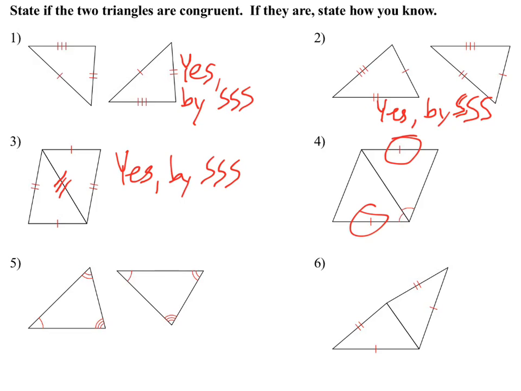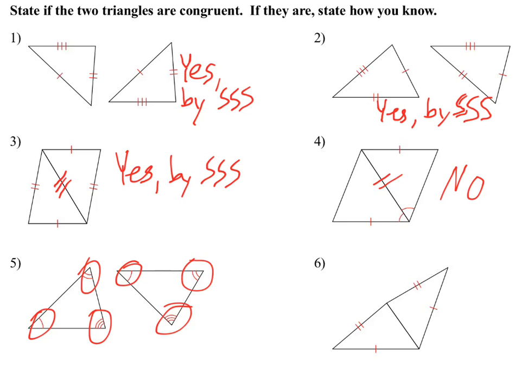On 4 we have a pair of congruent sides, and we have a pair of congruent angles. And if you do your reflexive property, you can add that tick mark there in the middle. But we do not have side. We have no idea if these two sides are in fact congruent. And so this one would be no. And then on 5, we have 3 pairs of congruent angles. That does not guarantee congruence. This one's going to be no.